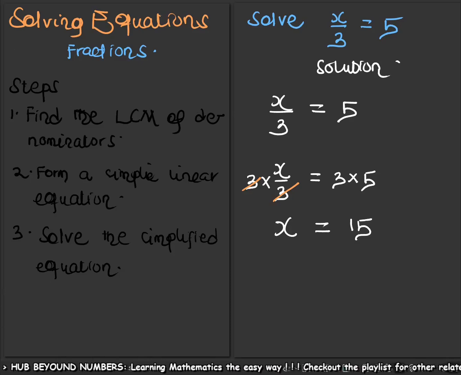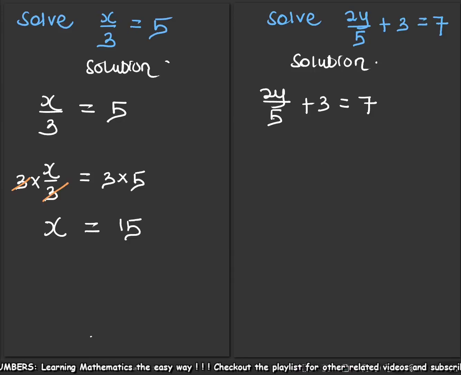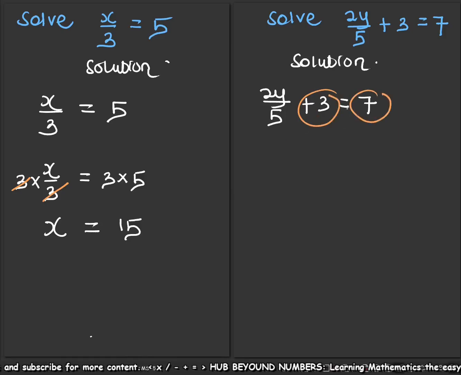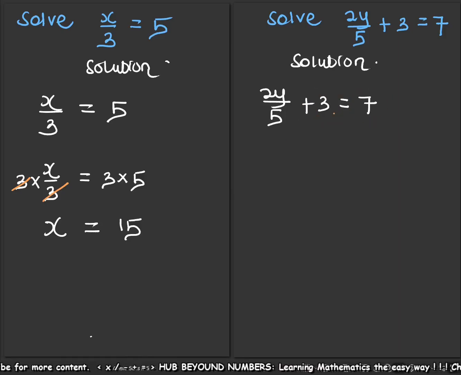And as simple as that, you have been able to solve for the value of x. So let's look at more complicated ones to apply these steps to. For what we have over here, we have 2y over 5 plus 3 equals 7. Per our steps, we have to simply multiply each and every term by the denominator. You can go by that. But for a more simplified approach, looking at we having a number here and a number here, we can group like terms.